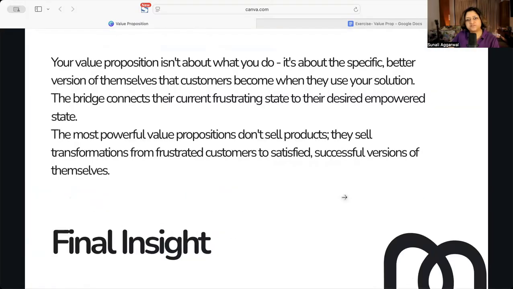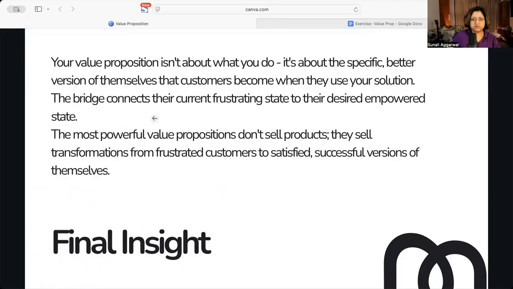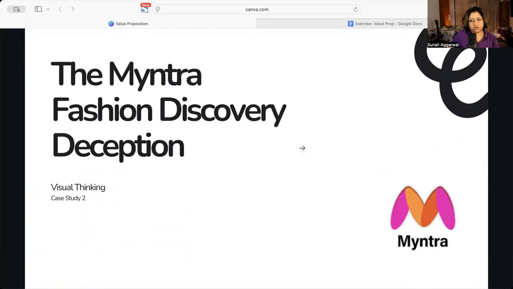Your value proposition is about what you do. It's about the specific better version of customers, what they become when they use your solution. The bridge connects their current frustrating state to their desired empowered state. So this is the biggest learning that you can get in understanding what value proposition is all about.